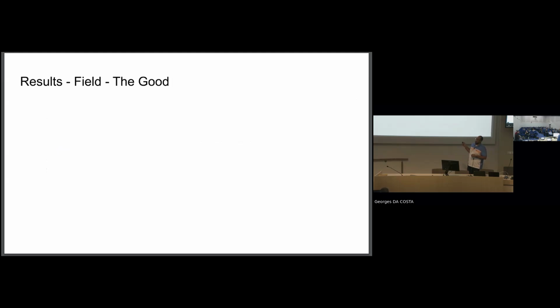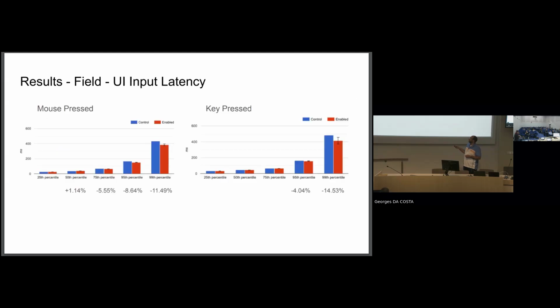All right. So moving on to the results, we'll start with the good. These results don't measure specific scenarios. We just have metrics and how they improve across the field. We don't know what the user was doing. So we start with mouse press in the UI. We see improvements across the board, almost, with the exception of the 50th percentile, but in the high percentiles we see a lot of improvement.